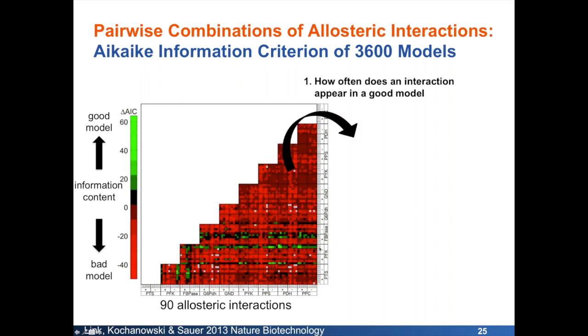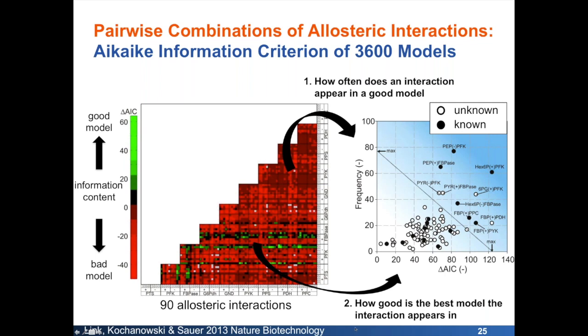So first we ask, how often does this interaction occur? I can't really read it right now, but it's a particular inhibition of phosphofructokinase by PEP probably. And it occurs in just about every other combination with other regulation events. So we ask, how often does one particular interaction occur? And the second criterion is, how good is the best model with that? So that is, how green is it? Here, for example, you see a few very bright green spots. That's probably more important, or at least a higher probability, than this very light green up here.